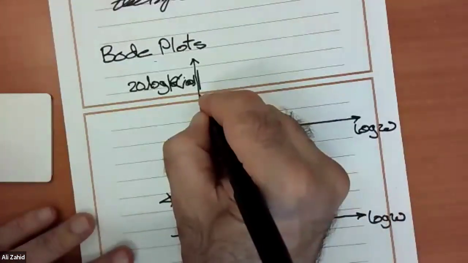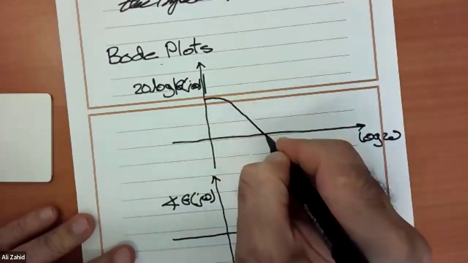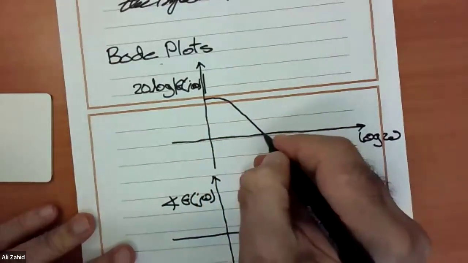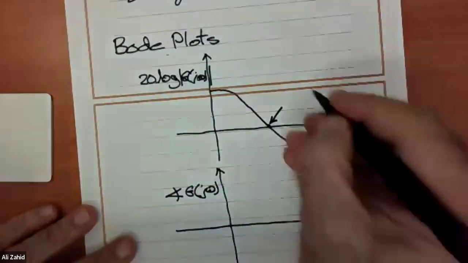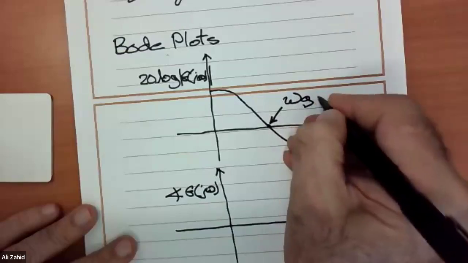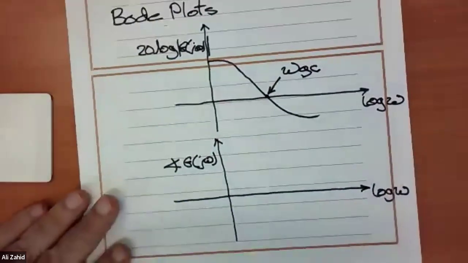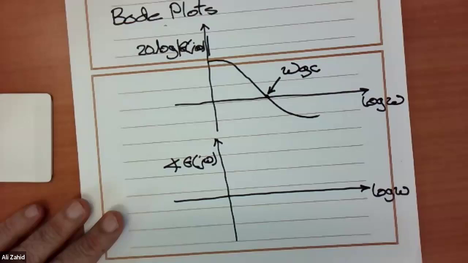This is in dB. Let's assume the curve looks like this. Can you tell me what this omega is? That is the gain crossover frequency. Did you get it?